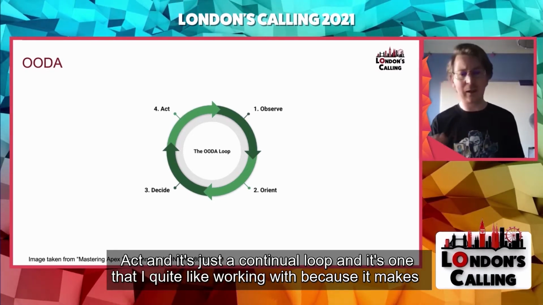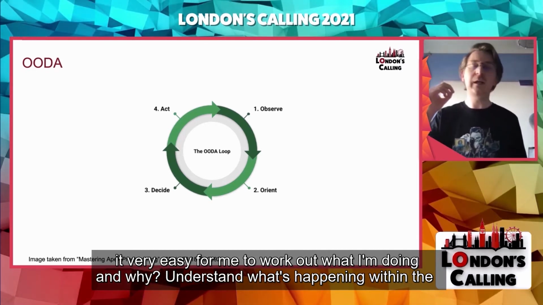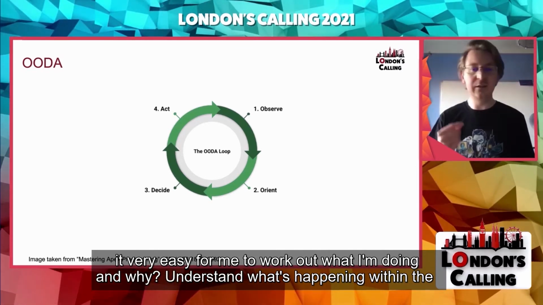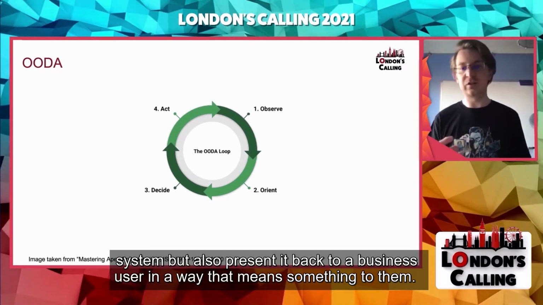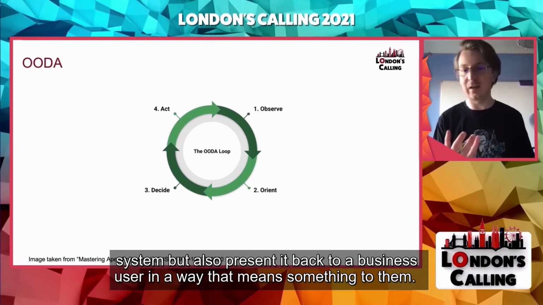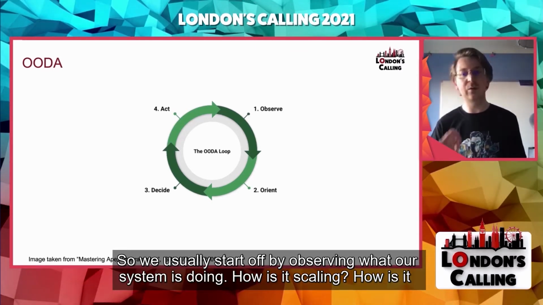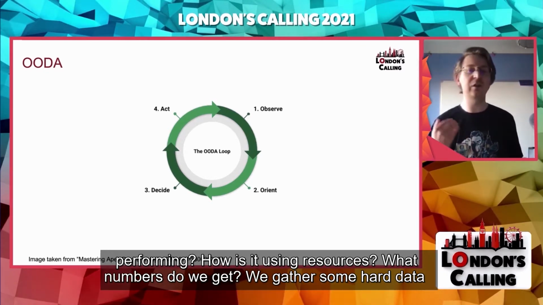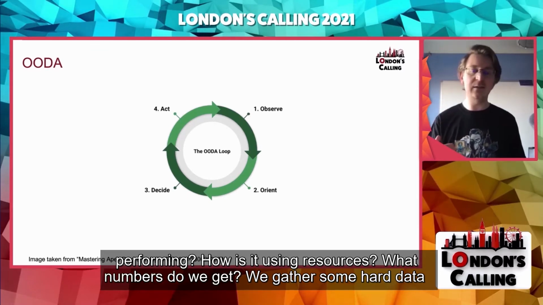And it's one that I quite like working with because it makes it very easy for me to work out what I'm doing and why, understand what's happening within the system, but also present it back to a business user in a way that means something to them. So what we do is we start off by observing what our system is doing. How is it scaling? How is it performing? How is it using resources? What numbers do we get? We gather some hard data.